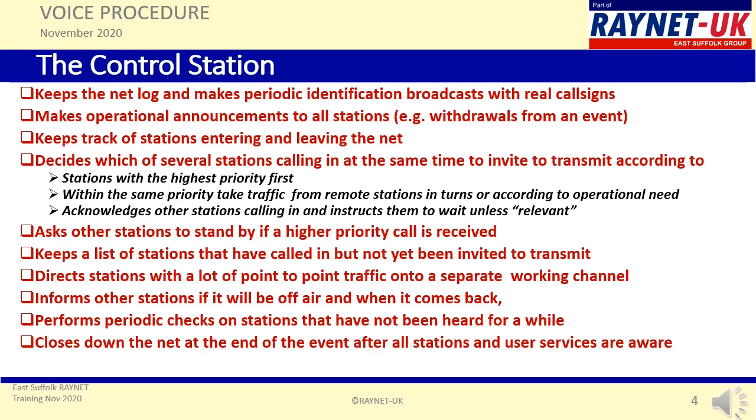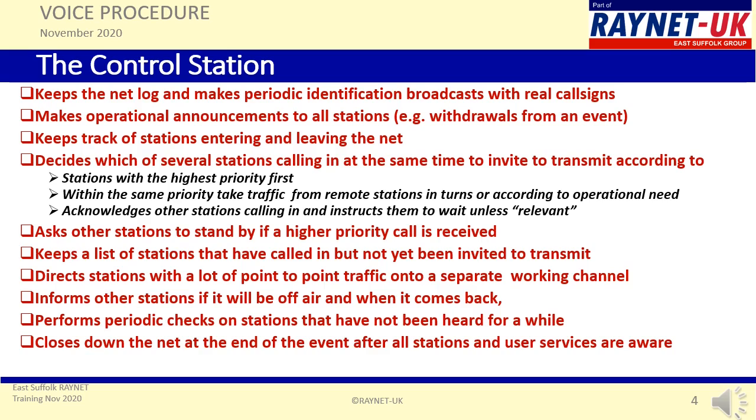If there is a lot of point-to-point traffic between two stations, Control will direct them onto a separate working channel to give other stations a chance, and will inform other stations if it will be off-air and when it comes back on air, so that they are aware that they need to keep traffic until Control comes back. Control should perform periodic checks on stations that have not been heard for a while. Obviously, if their batteries have gone flat, we need to send someone with more batteries.